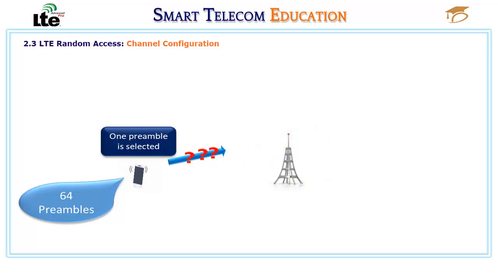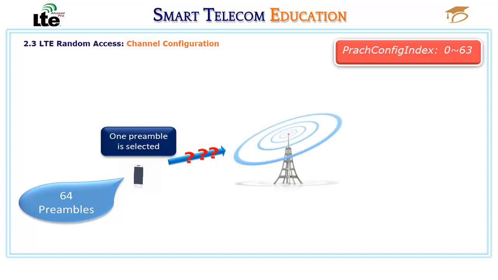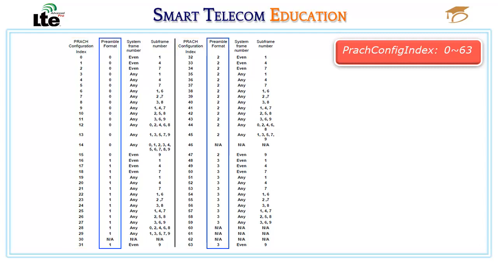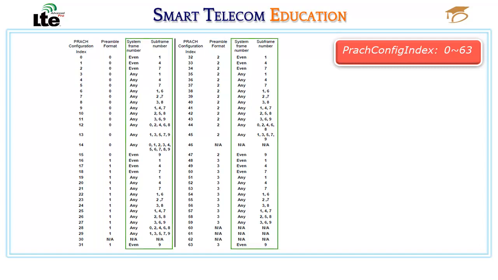The preamble format that should be used and the transmission time are defined by the PRACH Config Index parameter. The mapping between the PRACH Config Index, preamble format and the transmission time is determined in the following table. The first column is the range of the PRACH configuration index, which is from 0 to 63. The second column is the preamble format mapped to the PRACH config index. The third and the fourth are the system frame number and the subframe number that should be used to transmit the preamble.